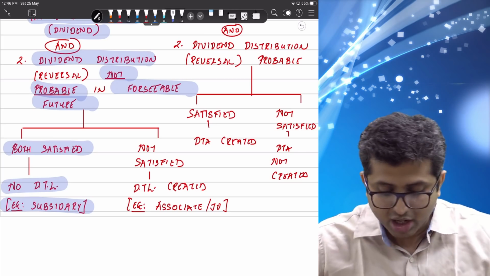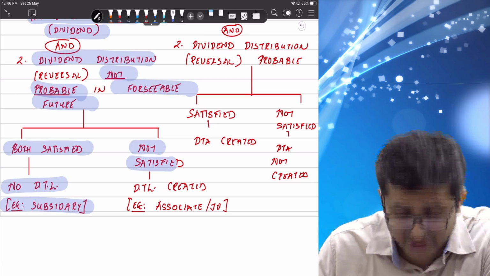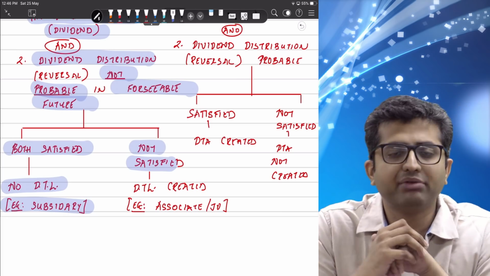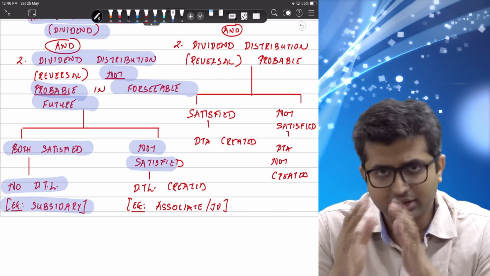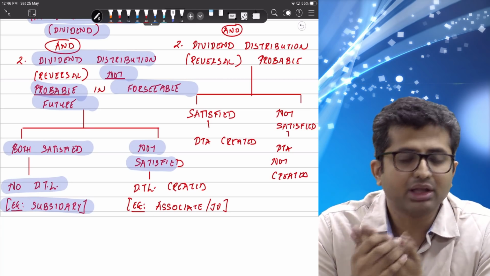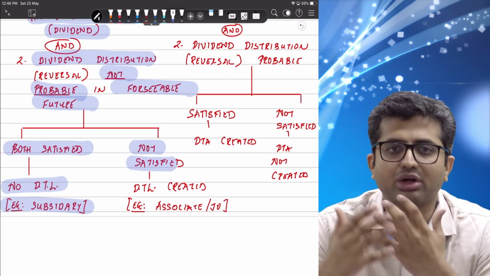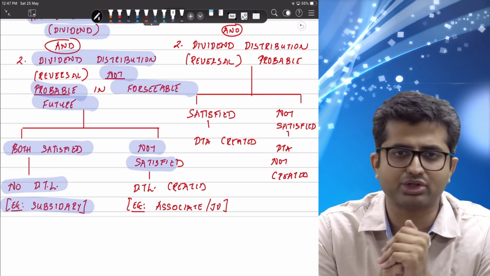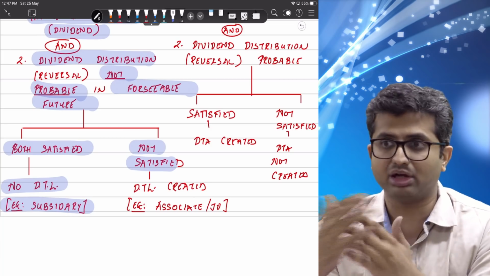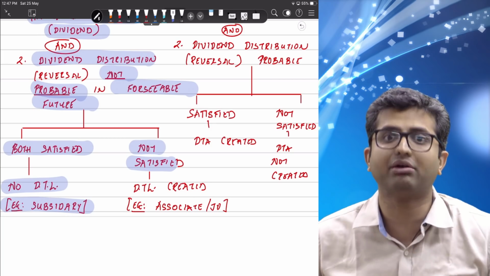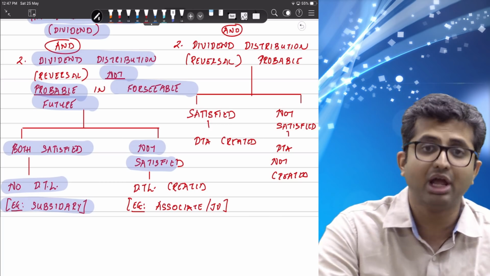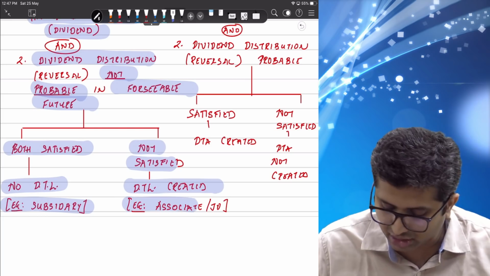And as a result, in case such conditions are not satisfied, remember even one of them, there might be a parent-subsidiary relationship and the parent is committed to giving dividend in the near future, then reversal is likely. Or in case of an associate relationship where the parent or the investor does not have any control over the dividend which is going to be paid by the associate company, in such a case there is a difference, and the difference can reverse. When will it reverse? Well, it is beyond our control, and there's no reason to believe that the reversal will not happen, and as a result DTL will be created for the difference.